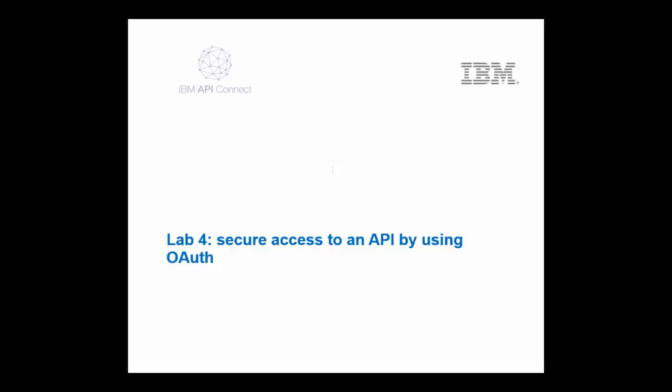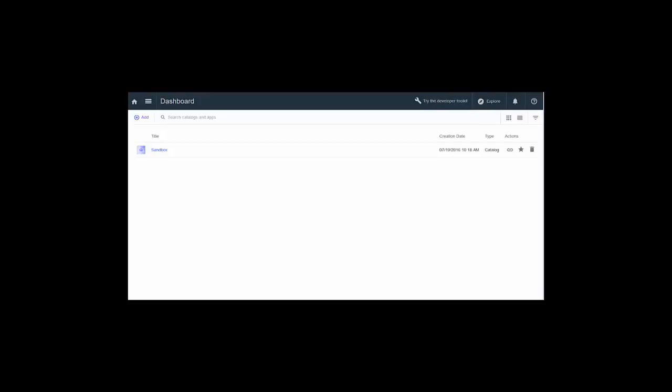Secure access to an API using OAuth. Log into Bluemix and access your API Connect service. After you have logged into your account, click Sandbox on the dashboard. On the Sandbox catalog page, click Settings.